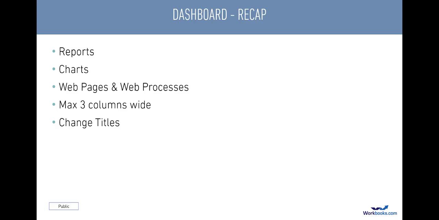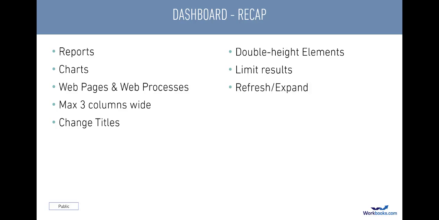You can change the titles of the reports and charts that you add, as well as doing things like applying filters to them and rearranging the columns. You can make elements double height, which can help to make some charts easier to read, and you can apply a limit to the number of rows you see in a report. The overall number that a user will see on each page will be in line with the limit set in their preferences. You can control whether or not users can refresh the elements or expand them, although generally we'd advise that you do allow this.